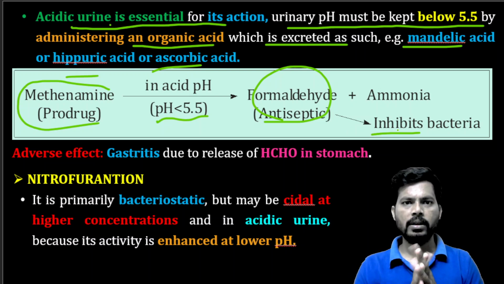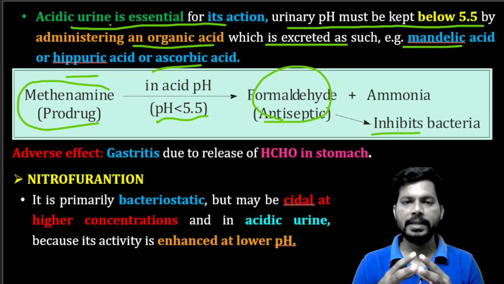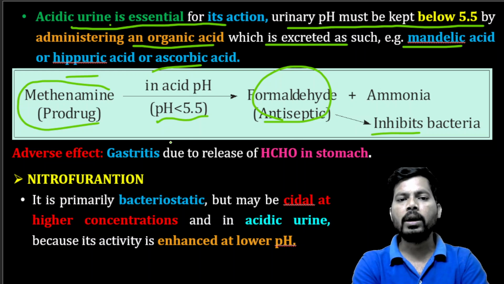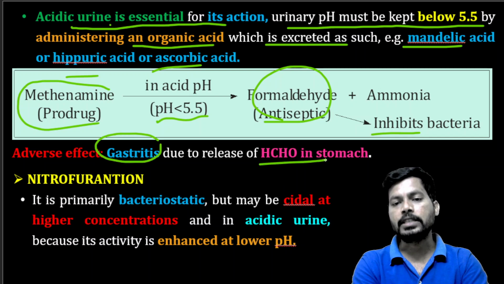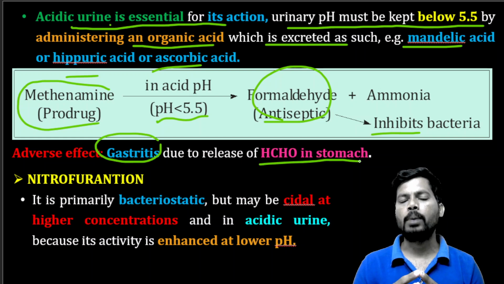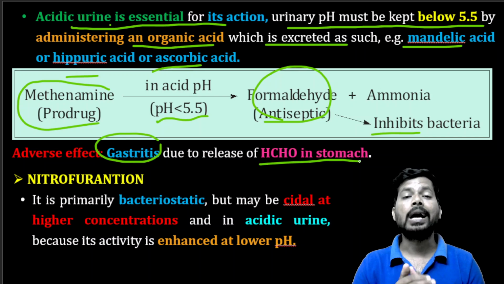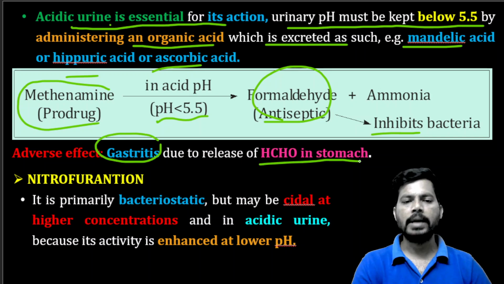So methenamine, that is hexamethylene tetramine, in the presence of acidic pH less than 5.5 converts to free formaldehyde plus ammonia. That free formaldehyde, having antiseptic action, inhibits the bacteria. The major adverse effect or drawback of methenamine is gastritis, inflammation of the GIT layer due to release of formaldehyde in the stomach. So it is a prodrug. After reaching the GIT, it may convert to the active drug formaldehyde. That formaldehyde, before reaching the urinary tract, may damage the GIT and cause gastritis, inflammation of the gastric layer.